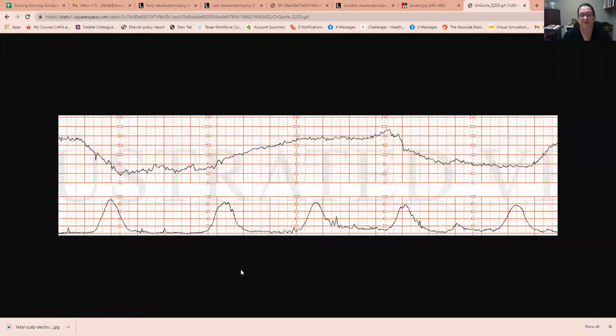Now, I want to talk about one other thing. I want to talk about what happens when a decel goes down and doesn't want to come back up. These can be stressful moments because sometimes they don't come back up. So these are extended or prolonged decels. It drops with this contraction. Contraction goes away, but the heart rate stays down almost till the next contraction starts.